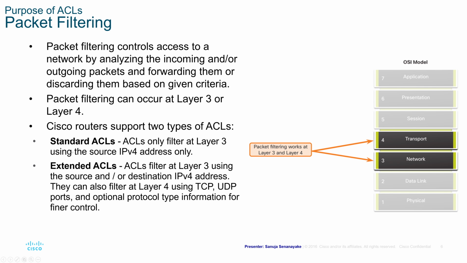Cisco has these 2 types. One is called the standard ACLs, which only filter at the layer 3 level using the IPv4 address in the packet. And then we also have the extended ACLs, which filter at layer 3 using the source and/or destination IPv4 address, but can also filter at the layer 4 level using the TCP and UDP ports and optional protocol type information for finer control. So Cisco routers support both layer 3 and layer 4 filtering using ACLs.